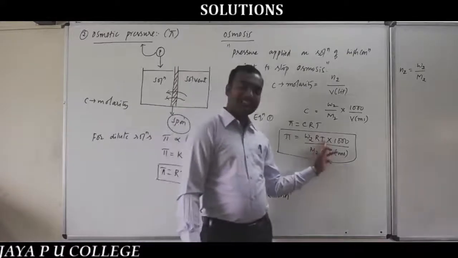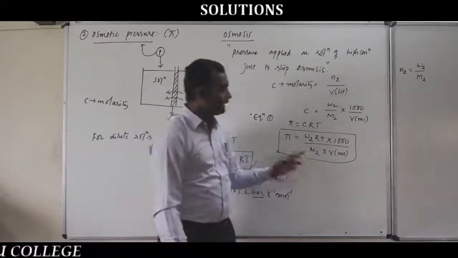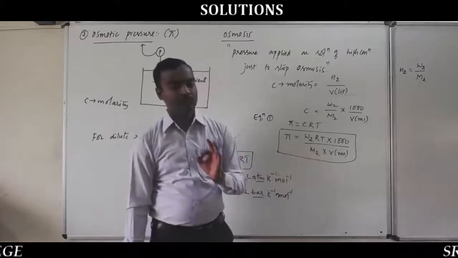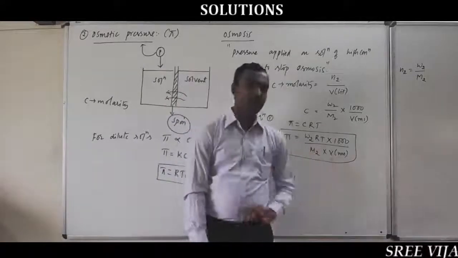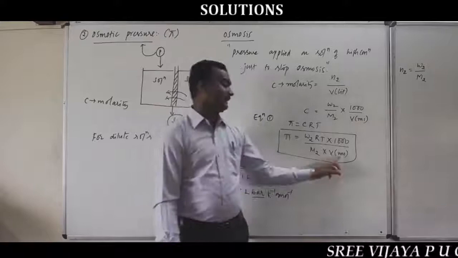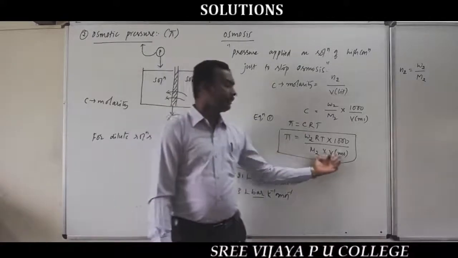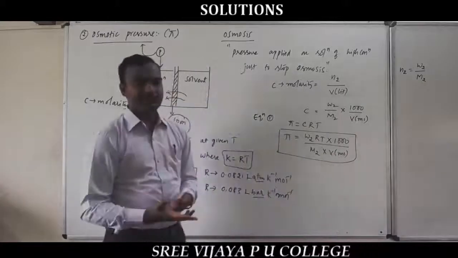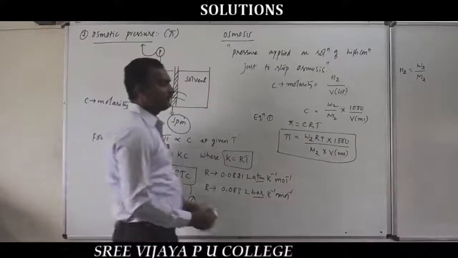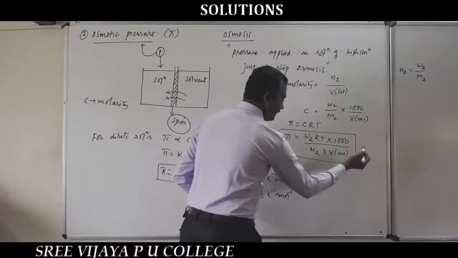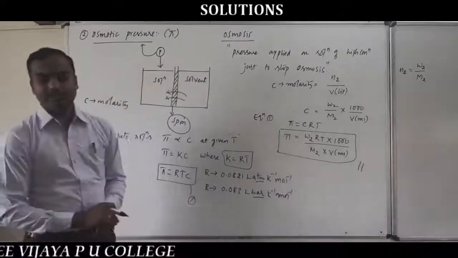So temperature in Kelvin, T refers to temperature in Kelvin, M2 refers to molar mass of solute, and V refers to volume of solution in ml. Sometimes liters is given, then volume must be converted to ml, that is multiplied by 1000. So this is a very important equation to calculate the osmotic pressure of the given solution.